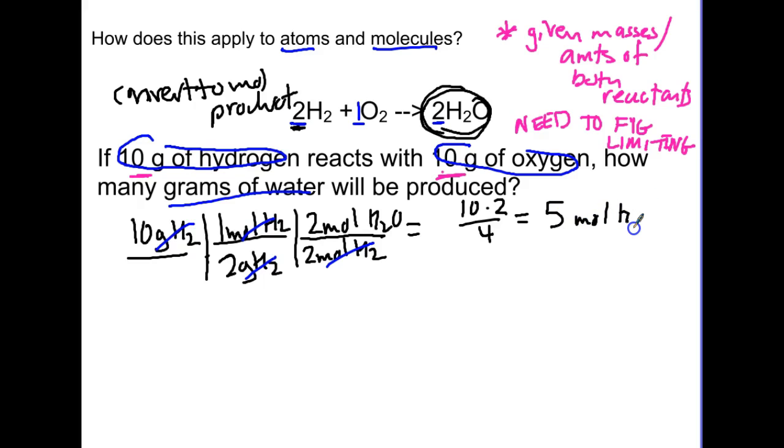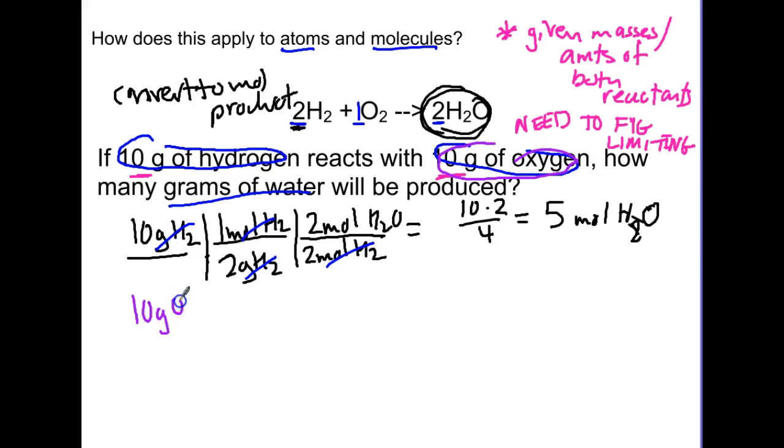So what is this telling me? This is telling me that if all of the hydrogen reacts, all 10 grams, I could make 5 moles of H2O. Okay? But is that the actual total amount of water that I can make? Well, we don't actually know for sure, because we have to first do the same calculation with our other reactant, which in this case is the grams of oxygen.